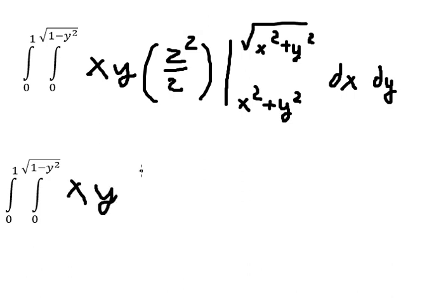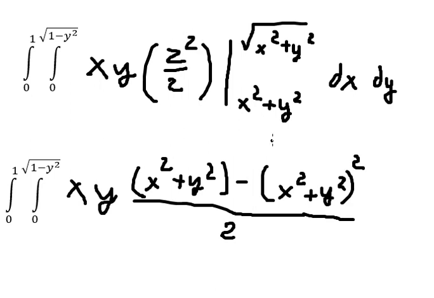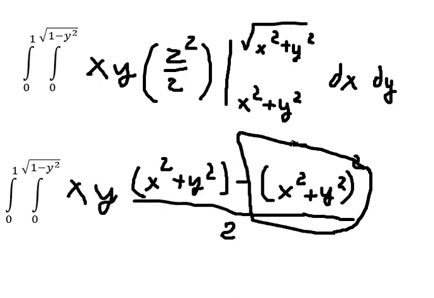So we get it like this. Because we have the power of 2, we cancel the square root, and this one we have 2.